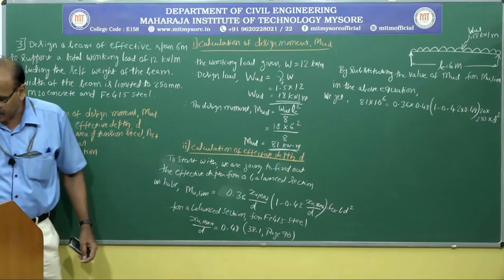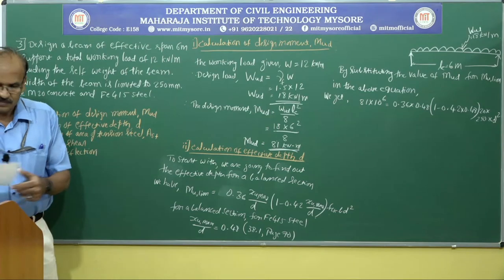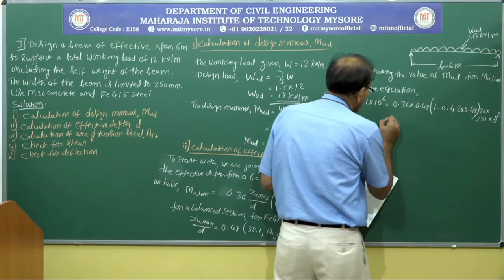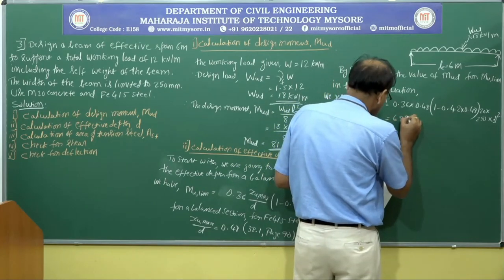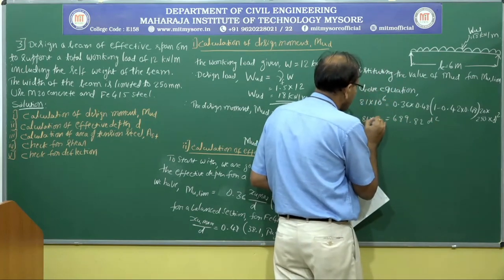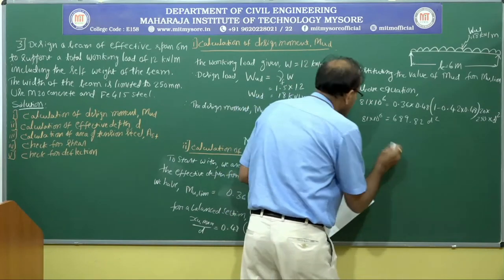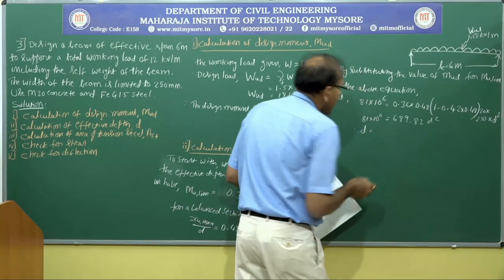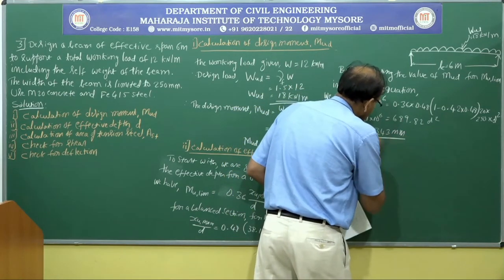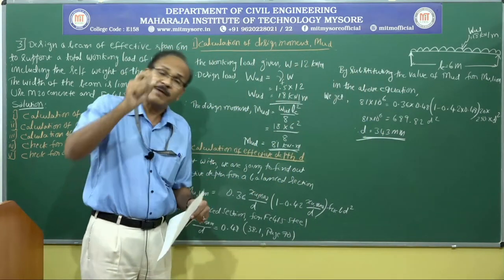On further simplification, we are going to get the value, this value equal to 689.82 D square, that is 81 multiplied by 10 to the power of 6. Therefore, D equal to 343 millimeter. So that is the minimum effective depth required for a balanced section.